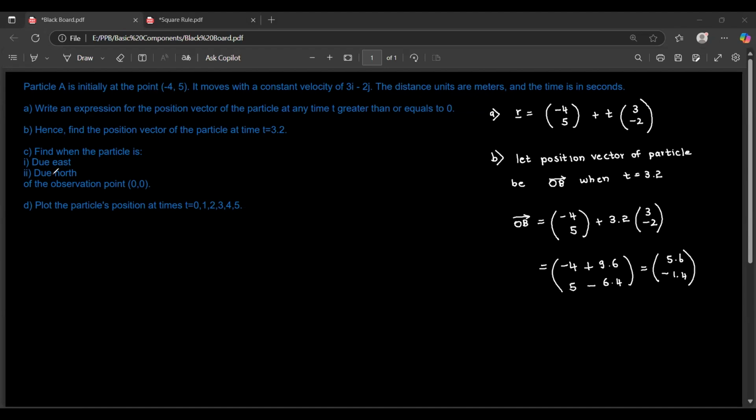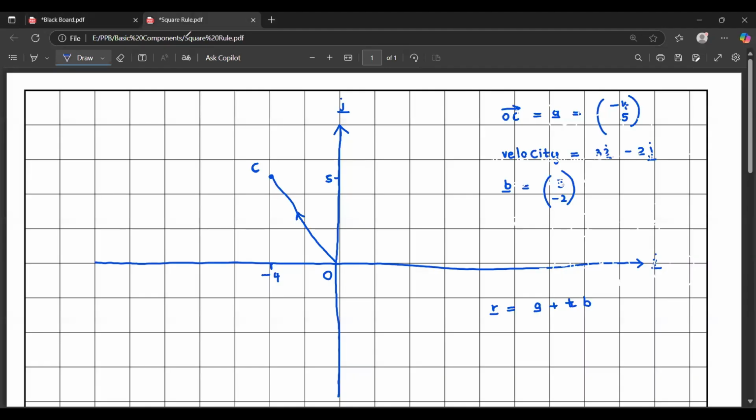Find when the particle is due east. How can we understand this? The observing point they have given as O, which is (0, 0). So the particle should move somewhere like this. I'll erase everything first of all.